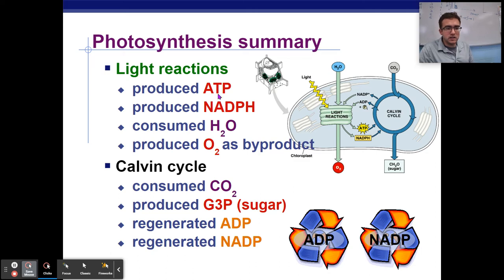So if we put it all together, what did we get? The light reaction gives us ATP and NADPH. We consume H2O, and oxygen is released as a byproduct. In the Calvin cycle, we consume CO2 and produce G3P, which is the sugar, and then we regenerate the ADP and NADP to go back to the light reaction.